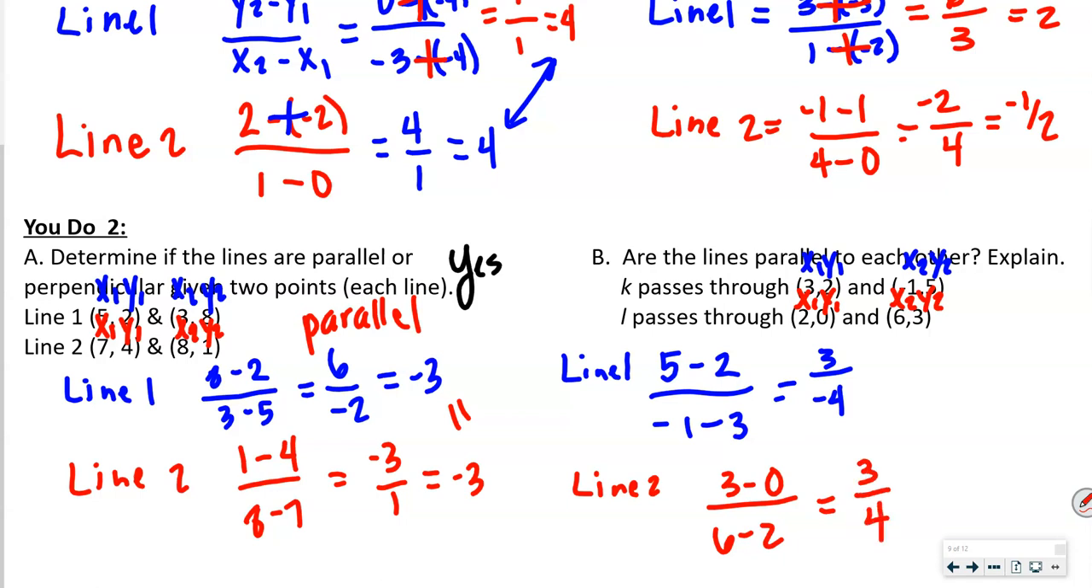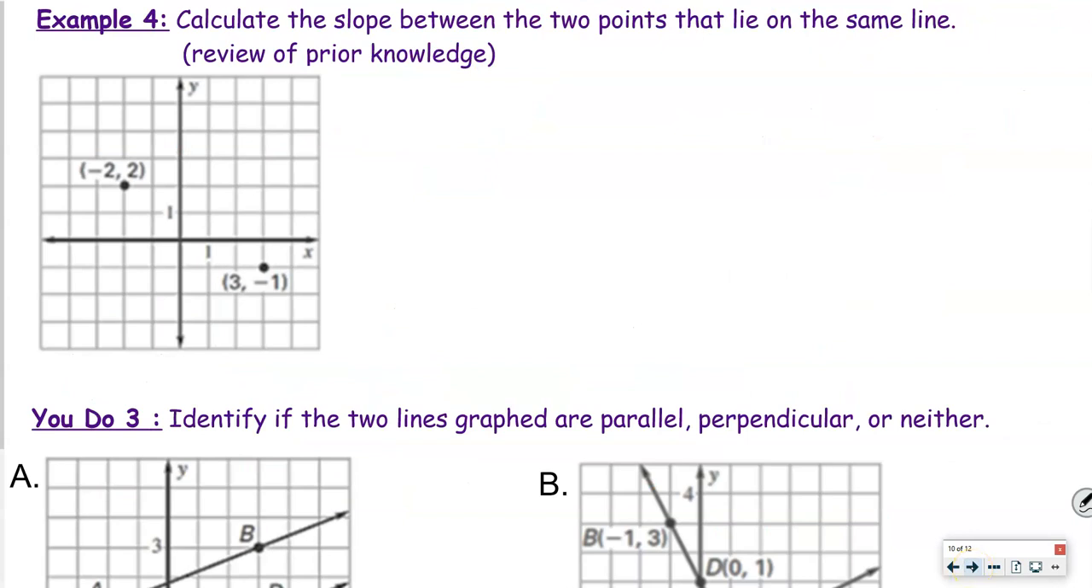Now, notice they aren't the same sign. One's positive, one's negative. Line 1 is negative and line 2 is positive, but they are not reciprocals of each other. So it asks us, are the lines parallel to each other? The answer is no. And why? Because they're not negative reciprocals. They're not parallel, first of all, because they're not the same. We could say different signs. Okay? Got it?